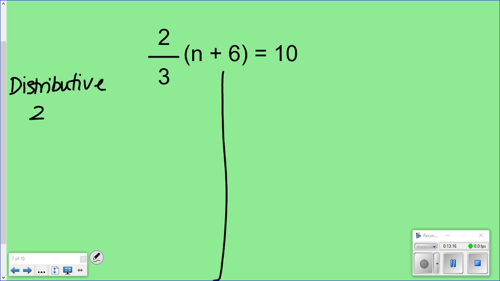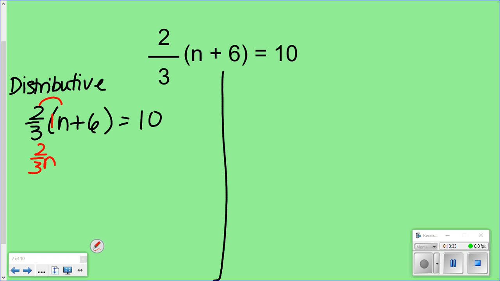So it's 2/3 times (n plus 6) equals 10. So I'm going to distribute that 2/3. Okay, so here's the bad part about distributing a fraction. It's not always easy. Well, I know 2/3 times n would be 2/3 n. But what about 2/3 times 6? If you don't know, what you got to do is 2/3 times 6 over 1, which is 12 over 3, which is 4. 4 would go to that, because 2/3 times 6 is 4.